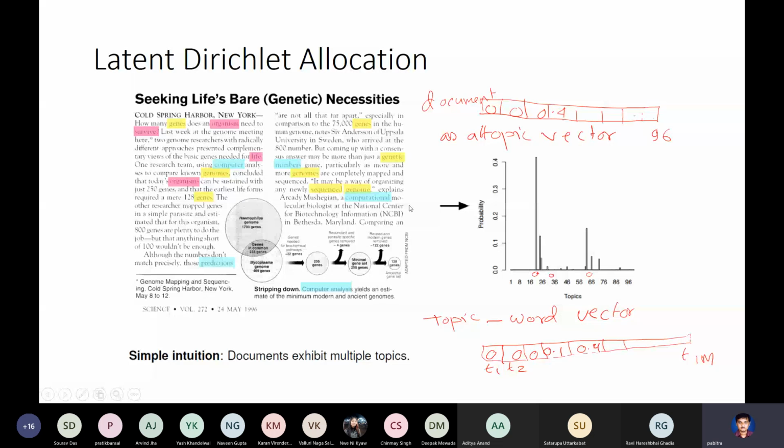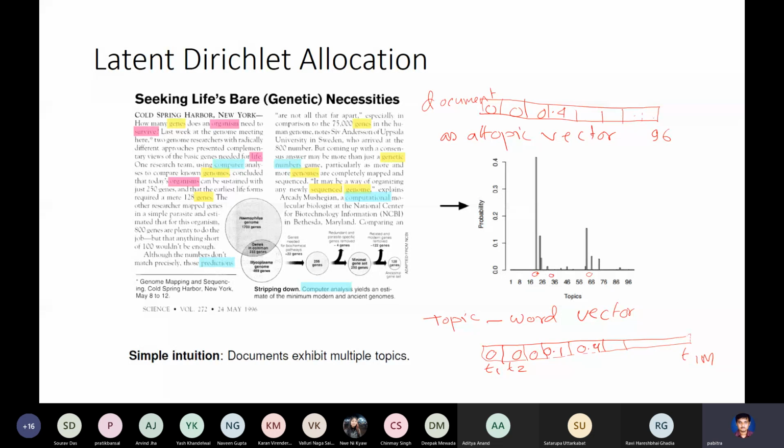So the extension over LSI is two things. First, a document is a collection of multiple topics with some probabilities. Second, a topic is a collection of multiple words. Note that in naive Bayes, one topic may be a few words. So a topic is a collection of multiple words, each with some probability. This is why this is called a mixed membership model.